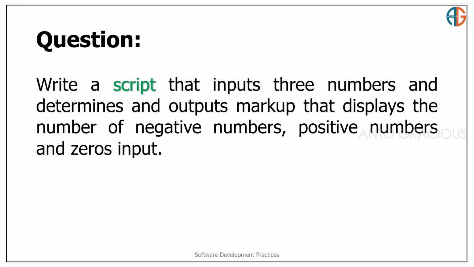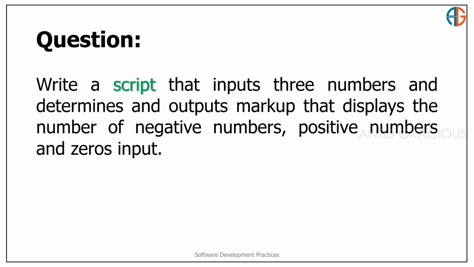The query taken for today's section is: write a script that inputs three numbers and outputs markup that displays the number of negative numbers, positive numbers, and zero inputs. That is, we are going to design an HTML page where we accept three numbers, and in the output we show how many numbers were inputted, and among them how many are positive, how many are negative, and how many are zero, right? So this is the script which we are going to do.